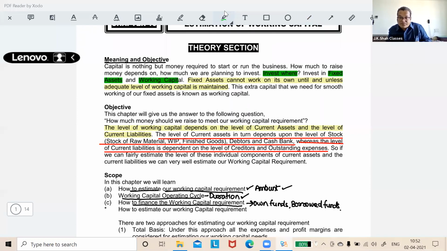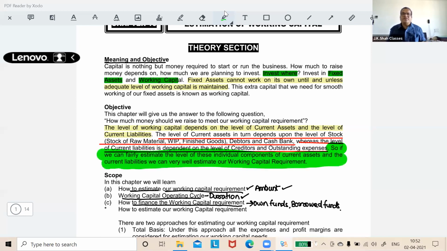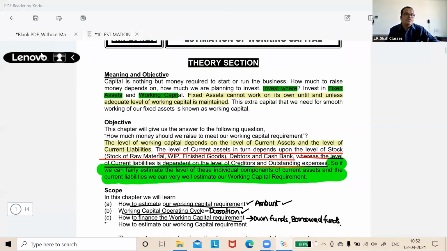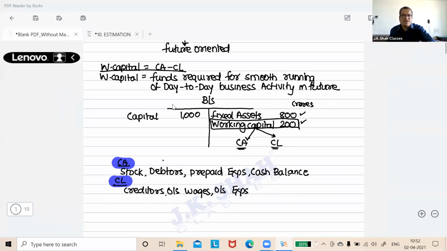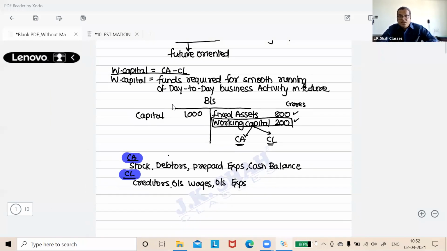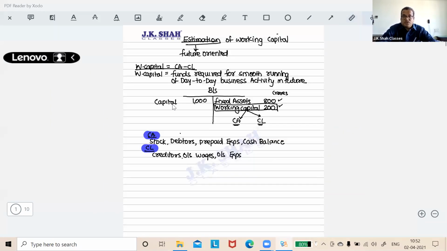So if we can fairly estimate the level of these individual components of current assets and current liabilities, we can very well estimate our working capital requirement. Correct? The same thing I have shown you over here, right, guys? That's in very simple words. We've been discussing this, and the same thing we have also discussed over here.